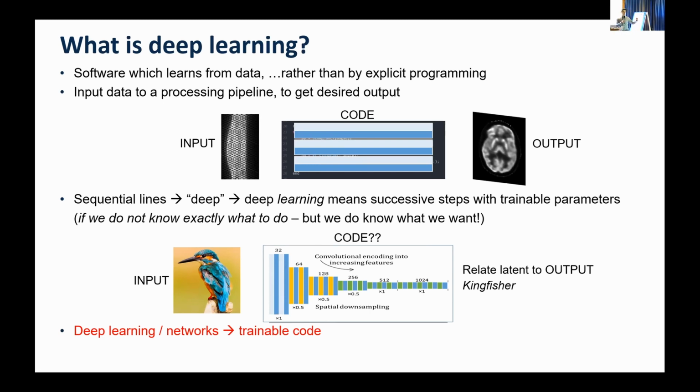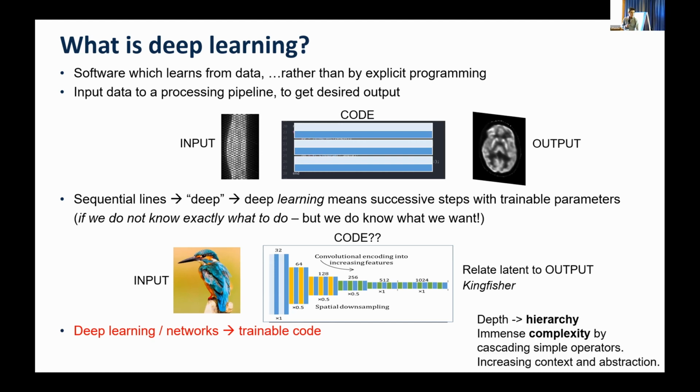So deep learning then is what I like to consider as trainable code. Instead of us hardwiring code, we build in flexibility into the code and learn parameters for those operators. So that's my one slide on deep learning. Just to emphasize the concept of depth and the fact that we can build up this hierarchical representation.